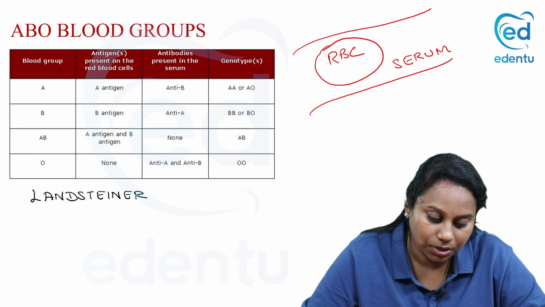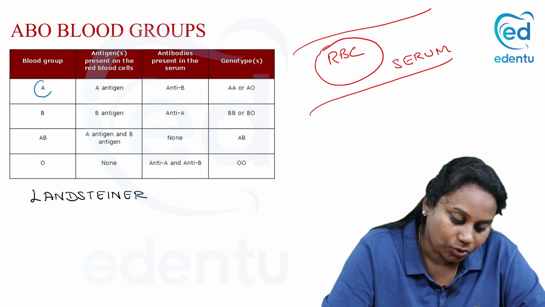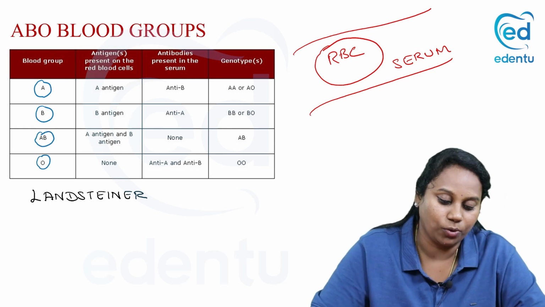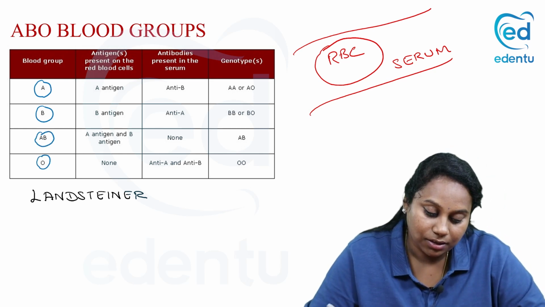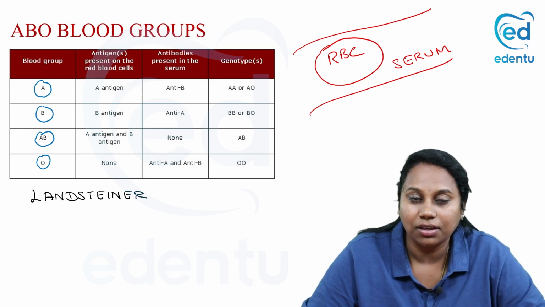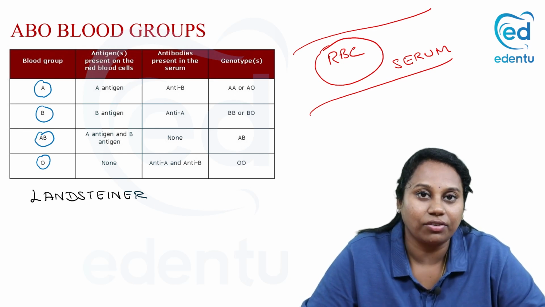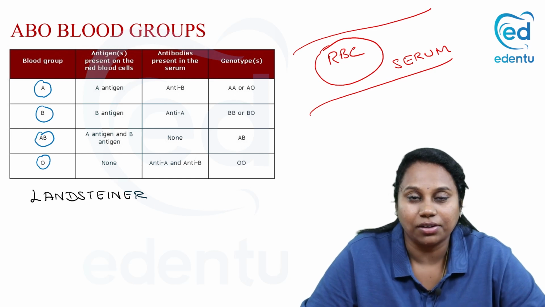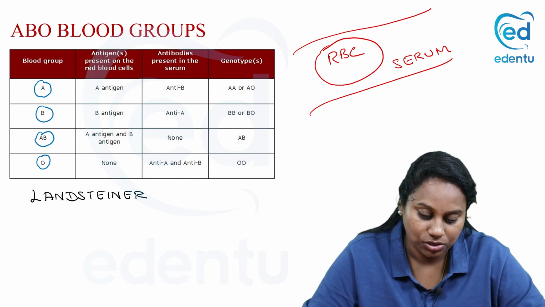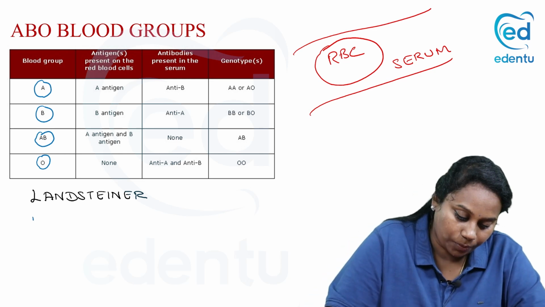The four different blood groups are group A, B, AB and O. This blood grouping system was discovered by Karl Landsteiner and he won the Nobel Prize for this discovery. According to Landsteiner, he proposed two laws, called Landsteiner's laws. So what are the two Landsteiner's laws?